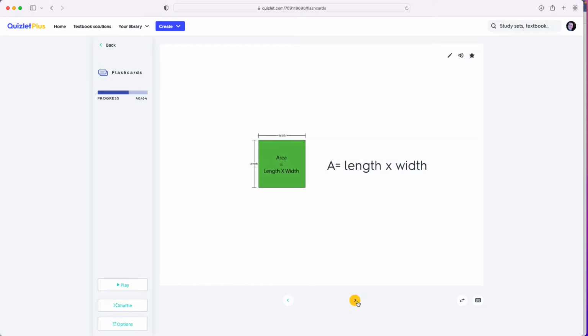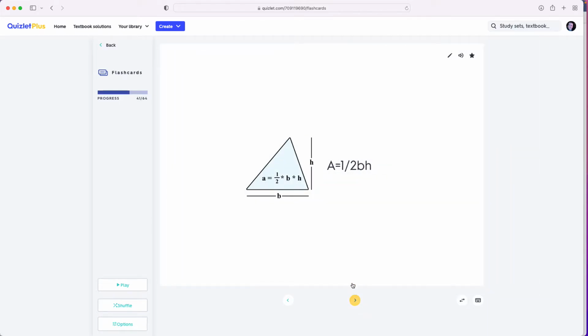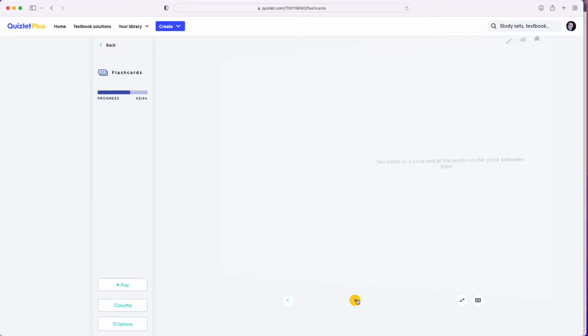The formula for the area of a rectangle is length times width. The formula for the area of a triangle is half the base times the height. The formula for the area of a circle is pi r squared. Remember that because we're going to use it later.